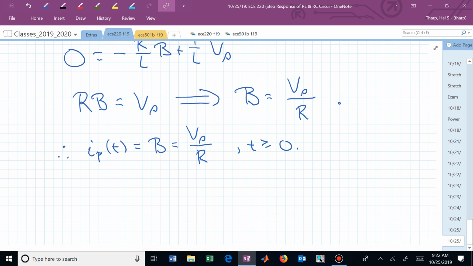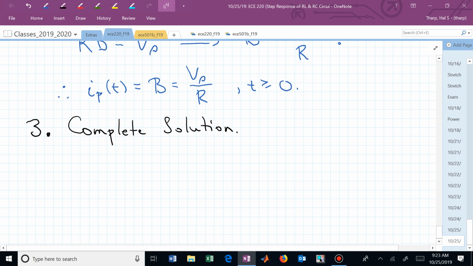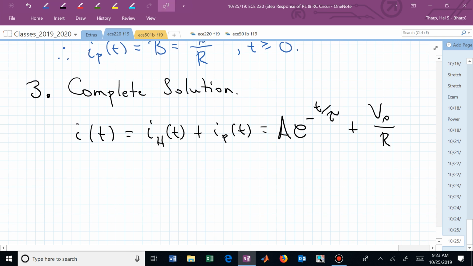We have our first step and second step. Now we're ready for the third step. The third step is to put these first two steps together to give us the complete solution. That's now I of t. The inductor current is the homogeneous piece or part plus the particular part. The homogeneous was A e to the minus t over tau, and the particular we just found was v sub s over R. That's now the structure of our complete solution.